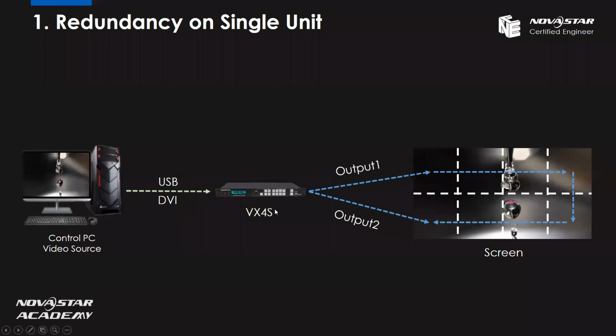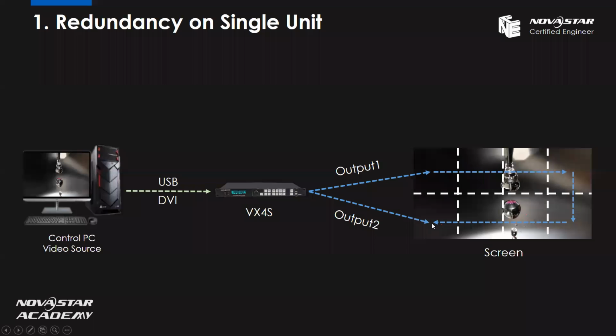It's an all-in-one controller, so it also has four ports. For this screen right here, we can use only one port, like port 1, to load the whole screen, and port 2, which will be the backup port, to connect to the last panel of port 1, just like the figure here.